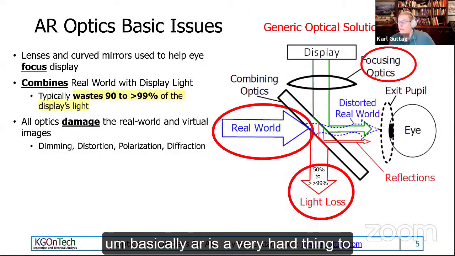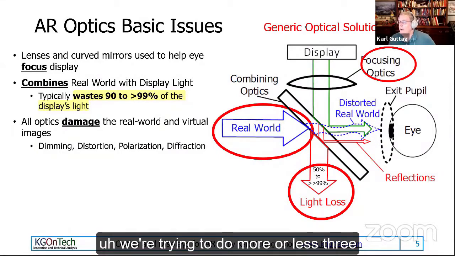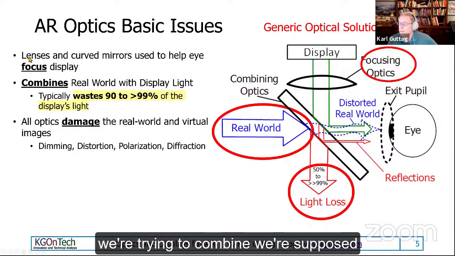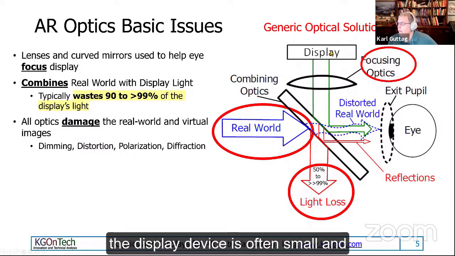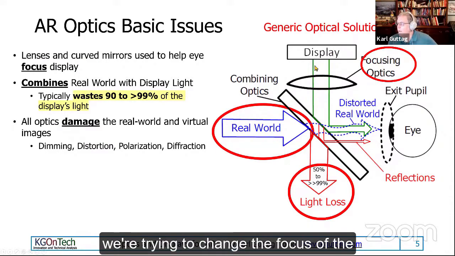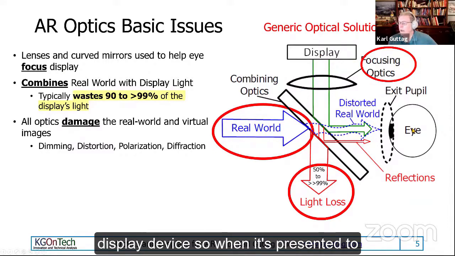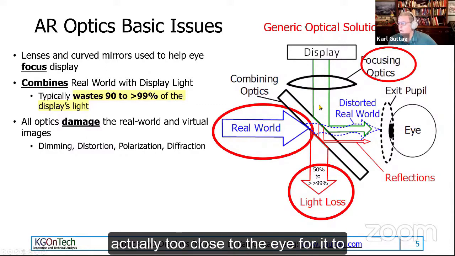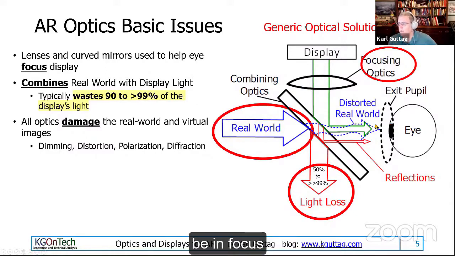Basically, AR is a very hard thing to do. We're trying to do more or less 3 main things. The display device is often small and too close to the eye for you to see well, so we're trying to change the focus of the display device so when it's presented to the eye, it's in focus, because it's actually too close to the eye for it to be in focus.